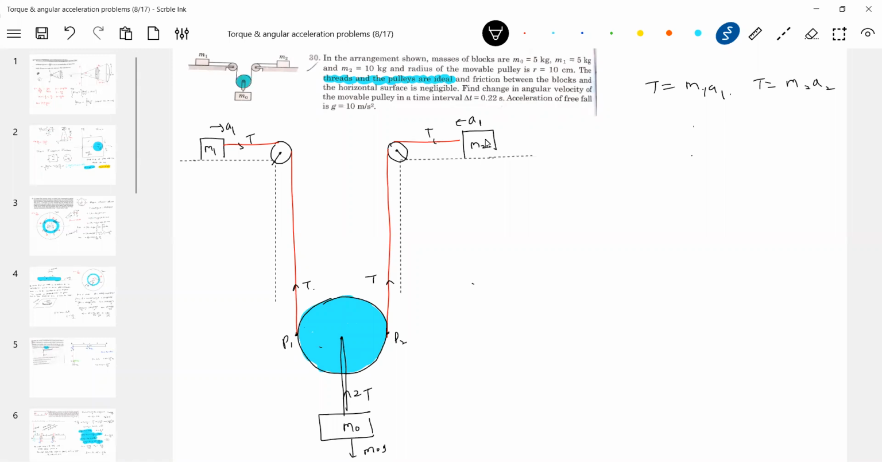Then for this block, M0 G minus 2T equals M0 A0. I'll write it: the acceleration of this, let it be A0. What is A0? And the acceleration of block M2 should be the acceleration AP2, and AP1 should be equal to A1. So therefore, is there any relation between A0, AP1 and AP2?